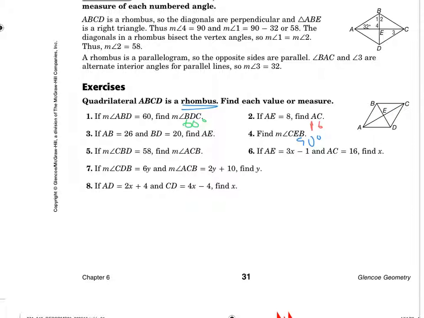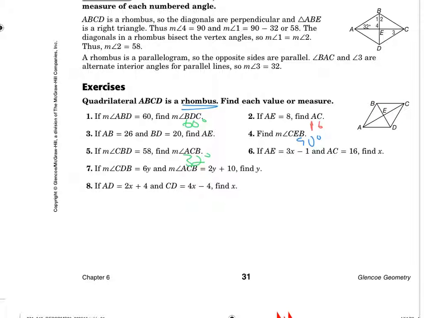Number 5, they give us angle CBD is 58. CBD, this angle right here, is 58. They want us to find angle ACB, which is this angle right here. Because we know these are all little right triangles, those two are complementary: angle CBD and angle ACB. So they add up to 90 degrees. So 90 minus 58, you get ACB is 32 degrees.